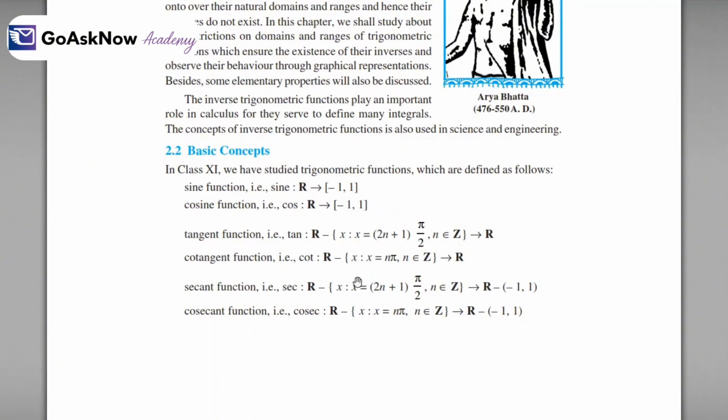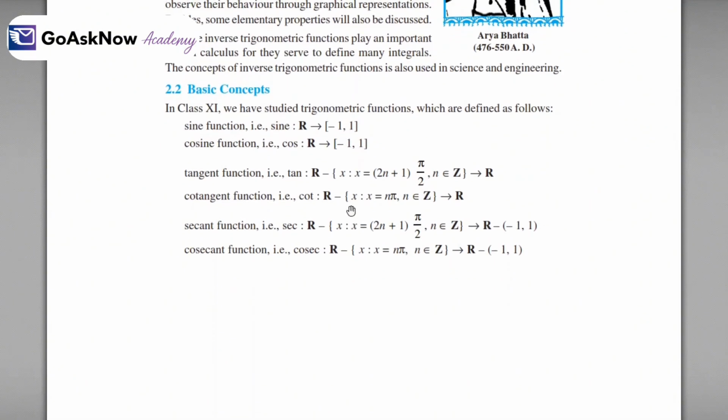So let's see what the basic concepts are. In class 11th, we have already studied the trigonometric functions: sine, cosine, tangent, cotangent, secant and cosecant. Let's recall these functions and their domains and ranges.